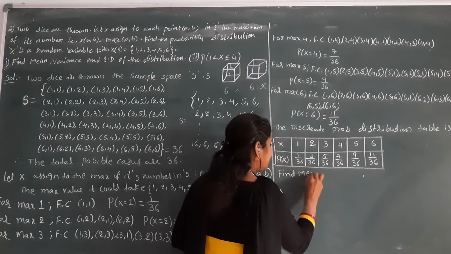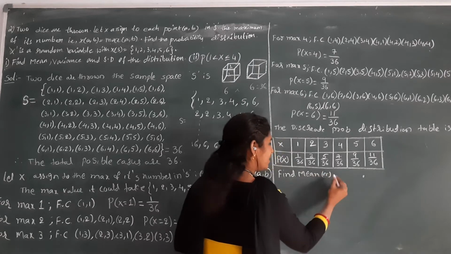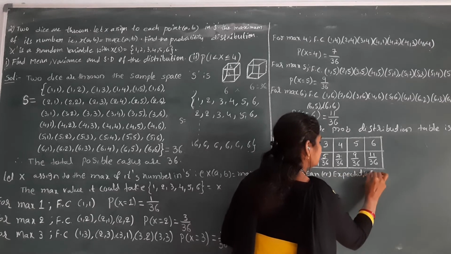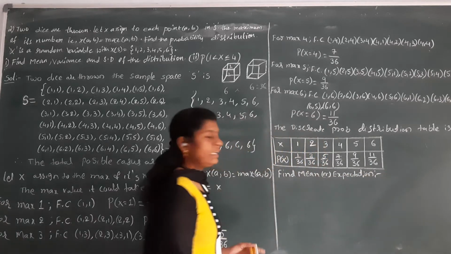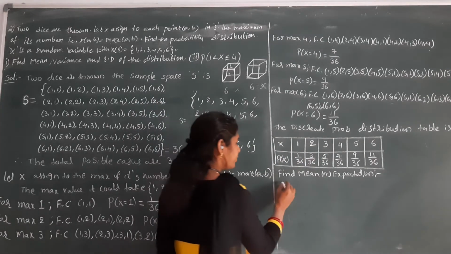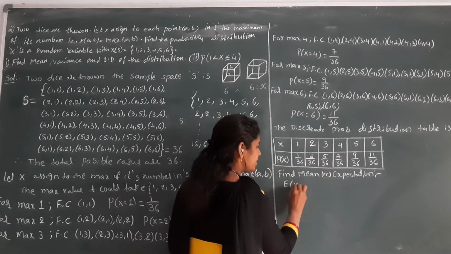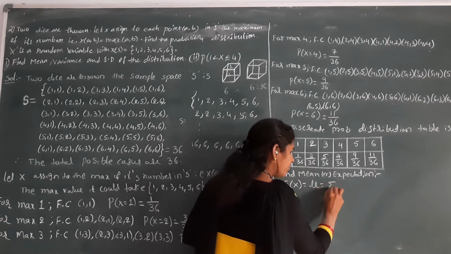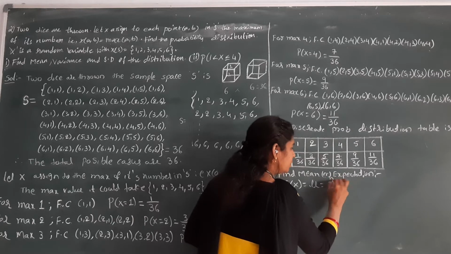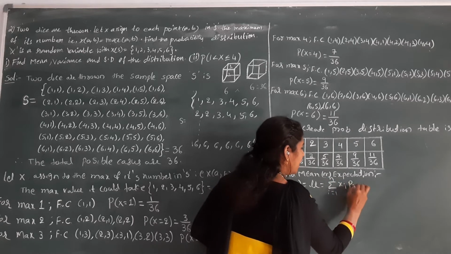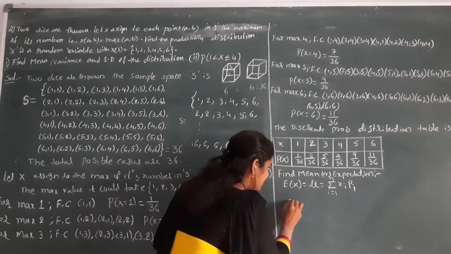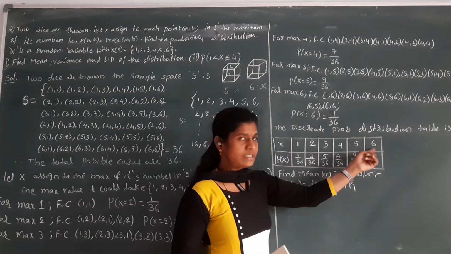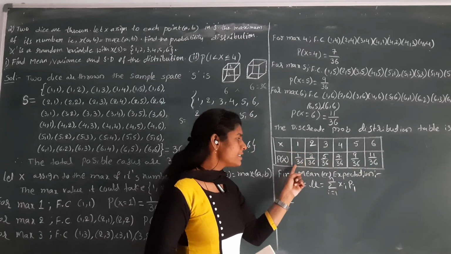Find mean, or sometimes they will ask for the expectation. Both the meanings are same. So expectation is denoted by E of x, that is equals to mu. We have the formula: summation i runs from 1 to n, xi pi. That is nothing but the sum of xi values times the corresponding probabilities, the p of x.